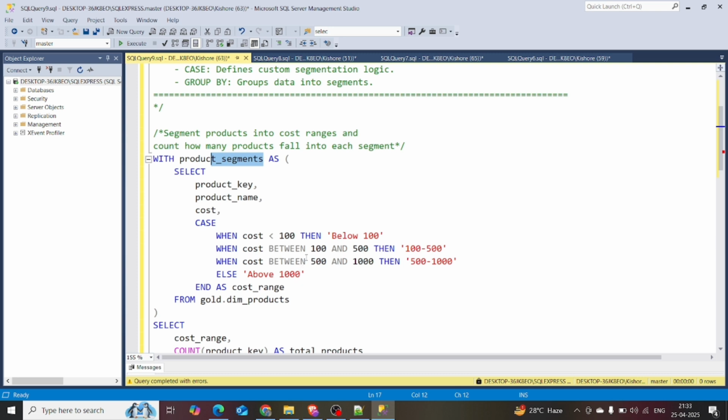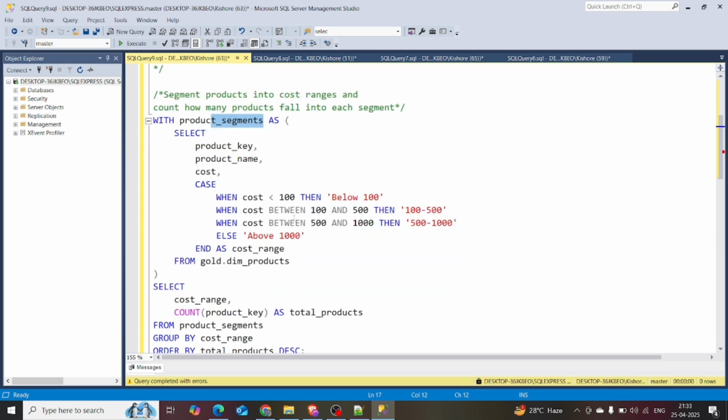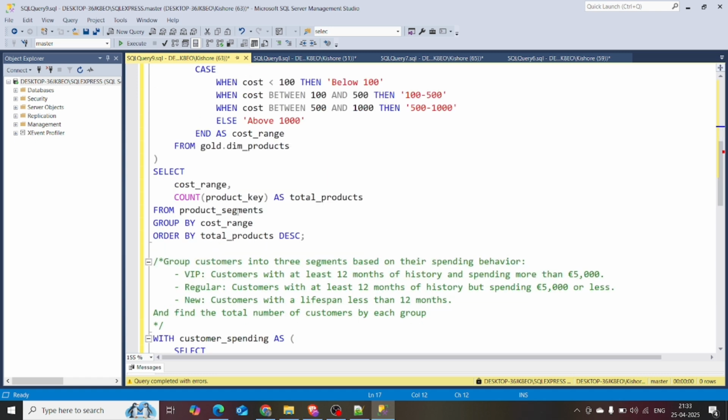When the cost is between 100 and 500, it is in the range of 100 to 500. When the cost is between 500 and 1000, it is in the range of 500 to 1000, and we are using else, it's above 1000. We are ending it as cost range. It's coming from the gold dimensions table. And let's get into the main query.